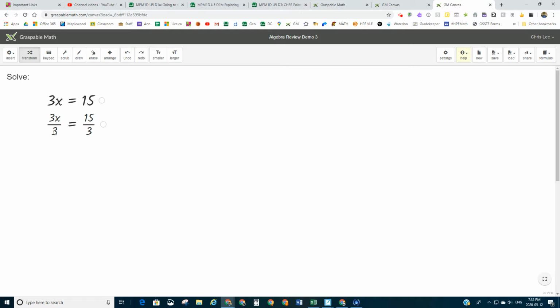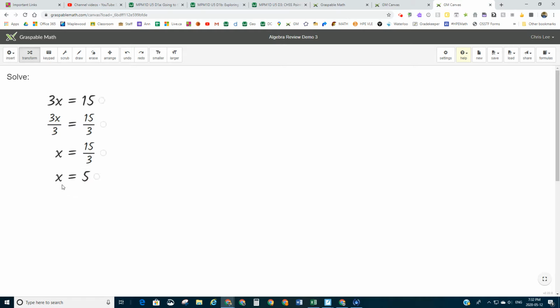Next, in order to perform the operation in Graspable Math, you actually tap on the operation to do it. So for example, in this case, you see 3x divided by 3. So if I click on the divide bar, it actually divides by 3. And of course, 3x divided by 3 is x. Similarly, on the right-hand side, 15 divided by 3. So I'll click on the divide bar, it'll divide by 3 and get x equals 5.